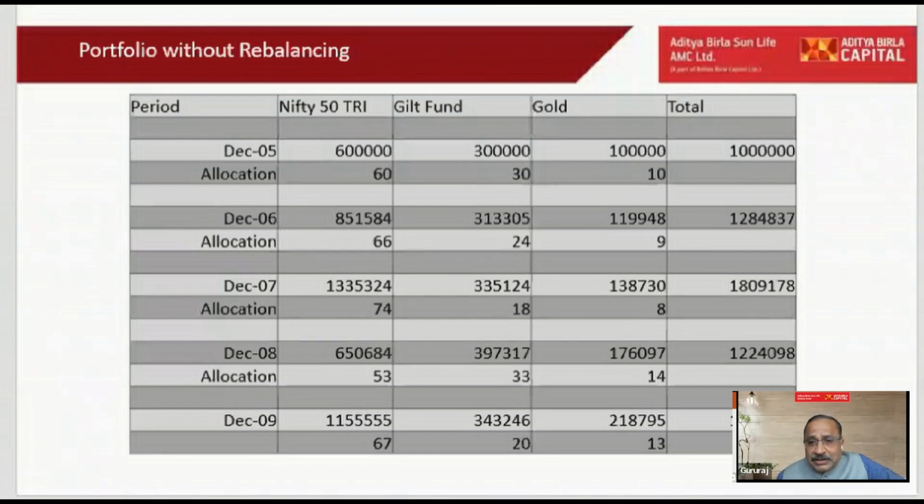What is this rebalancing? For example, you started with an allocation of 60% in equity, 30% in debt, and 10% in gold. So your 10 lakhs was distributed like this: 6 lakhs, 3 lakhs, and 1 lakh. Now, when the market goes up, your equity will give you more return. So the ratio changes. If you see here, 66, 24, 9. Now, if it goes up further, it will go up further.